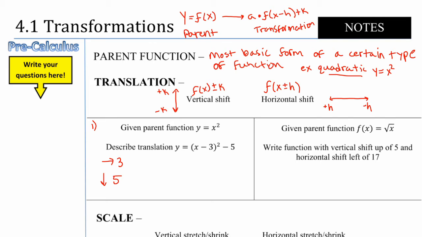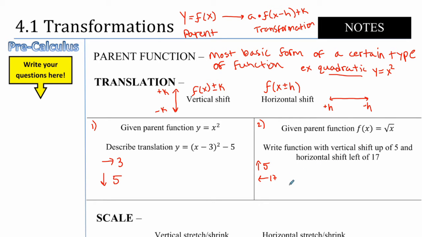All right, next example. So now we're given a function, square root x, and we want to think about what the new function would look like if it had a vertical shift of up 5 and a horizontal shift left 17.